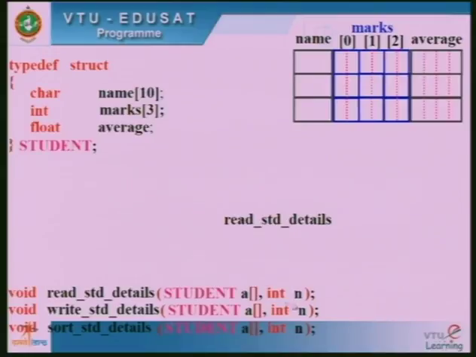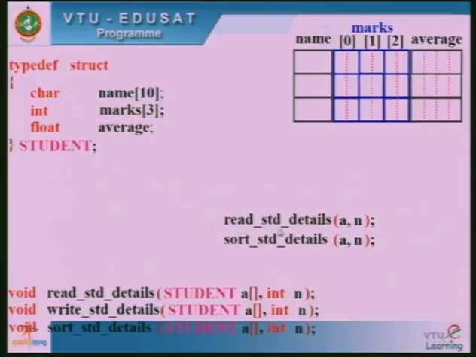Tell me how many parameters are there? 2 parameters are there, A and N. So here also we write A comma N. Here A and N are called what? Arguments. Arguments must be enclosed within parentheses and end with a semicolon. Next, after reading the student details, what we have to do? We have to sort the student details. So call this function sort student details. For that, we require the student information which is stored in the variable A, and we require another n. What does this n represent? Number of students. And enclose these 2 arguments within parentheses and end with the semicolon.